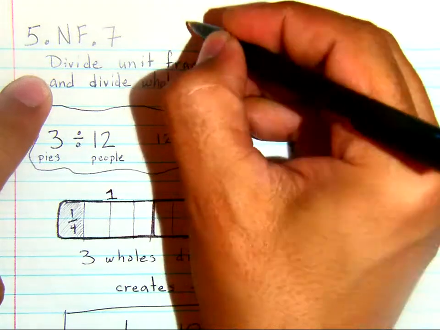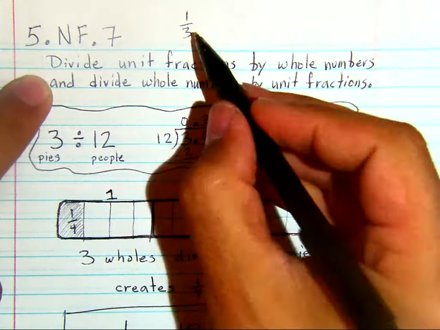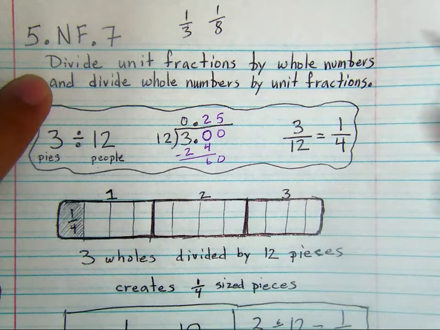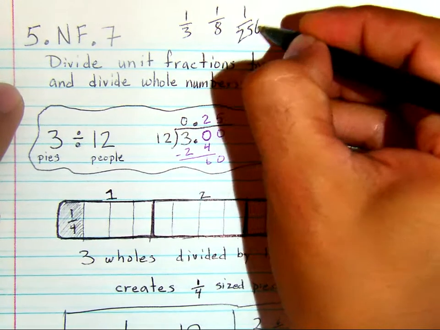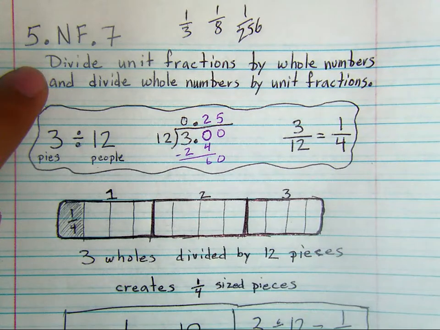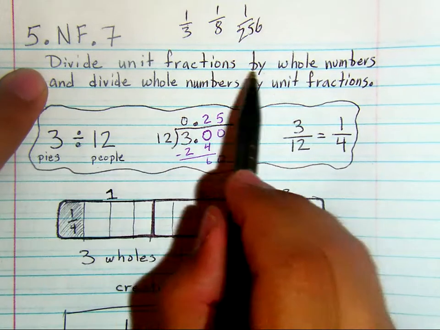A unit fraction is any fraction in which you are dealing with just one piece. This is a unit fraction. This is a unit fraction. This is a unit fraction. 1 out of 256 pieces. That's a unit fraction, all right? But you're going to divide unit fractions by whole numbers.